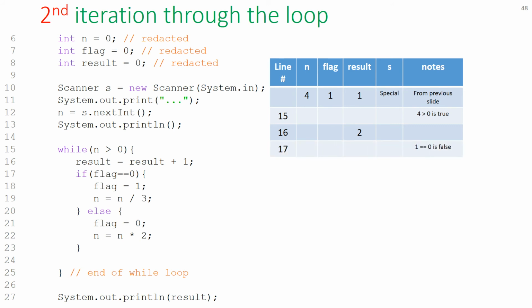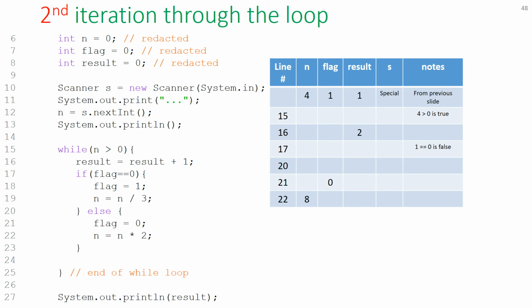Line 17, what is the current value of flag? 1. Is 1 equals 0 true? No, it's false. So I go from 17 to 20, the else. And the else has nothing really to do, so I go to 21, and 21 sets flag to 0, and then multiplies n by 2. N was 4, now n is 8.